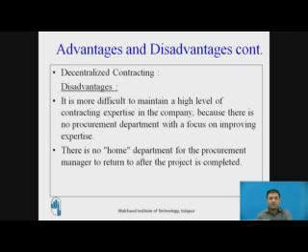Now, the disadvantages of decentralized contracting. It is more difficult to maintain a high level of contracting expertise in the company because there is no procurement department with the focus on improving expertise. We have to take a level higher of our employees in that case. It means we have to take expertise people, and expertise generally doesn't come in a simple way.